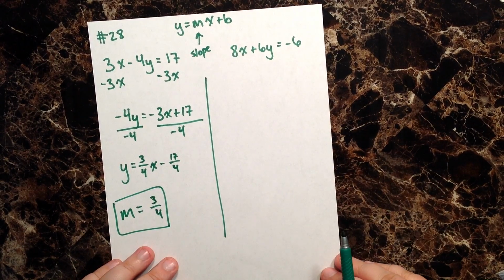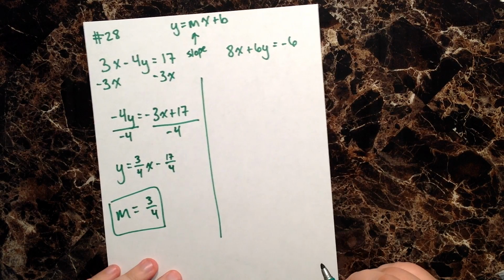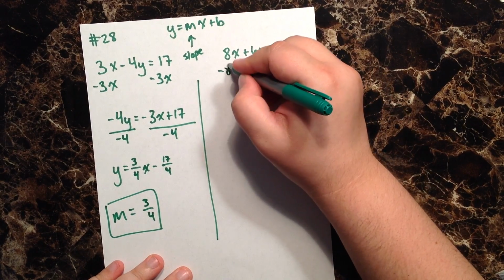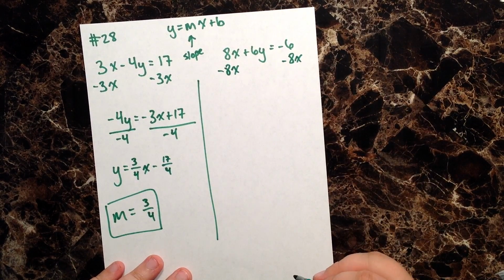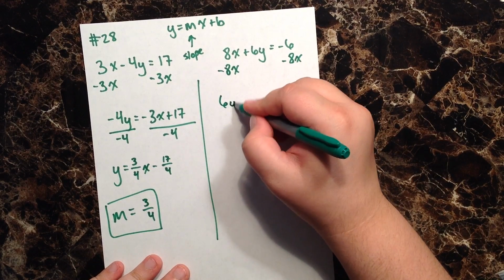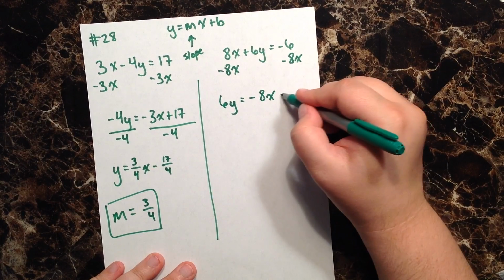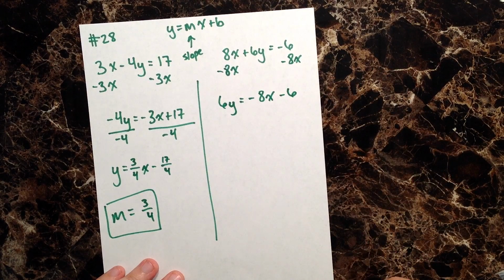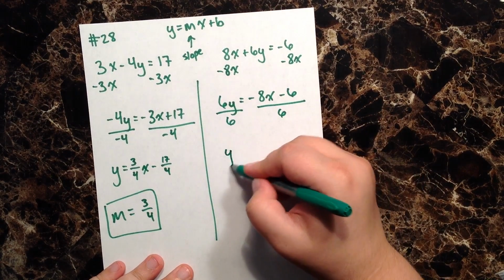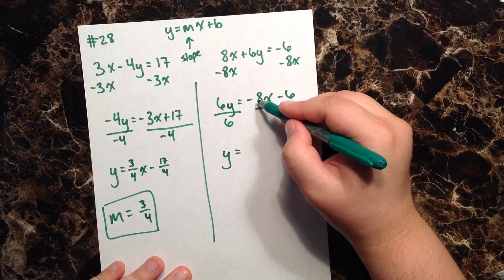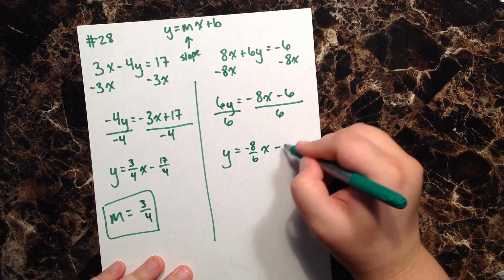All right, now let's solve our second equation and see what the slope of this line is. Again, I want to isolate y, so the first thing I'm going to do is move my 8x. When I do that, I get 6y equals -8x minus 6. When I divide by 6 on both sides to solve for y, I get y equals -8 over 6 x minus 1.